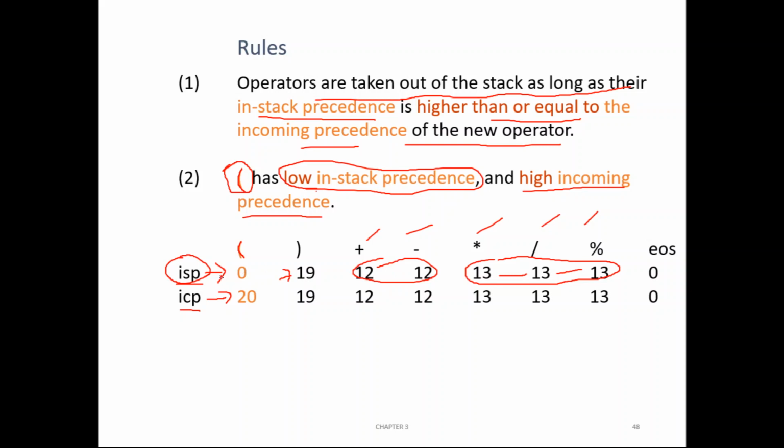So this first row corresponds to in stack precedence. And the in stack precedence for the end of stack, that is the backslash null character, is 0.